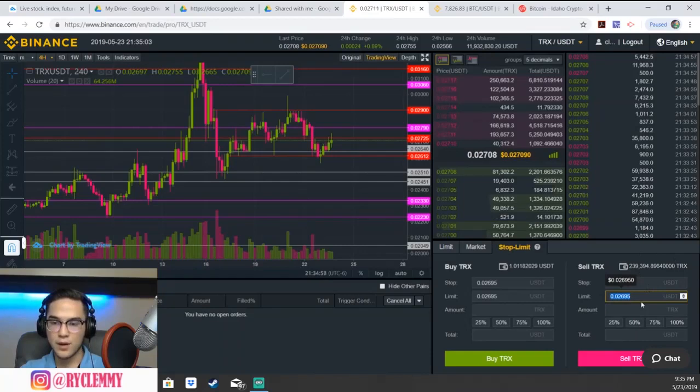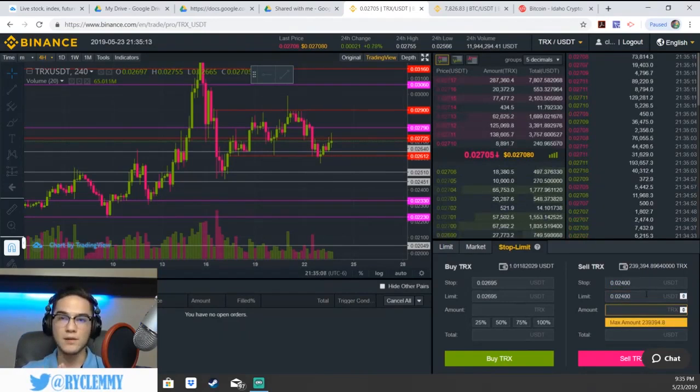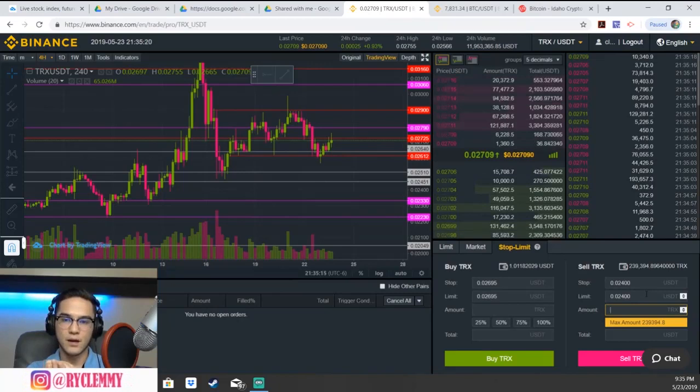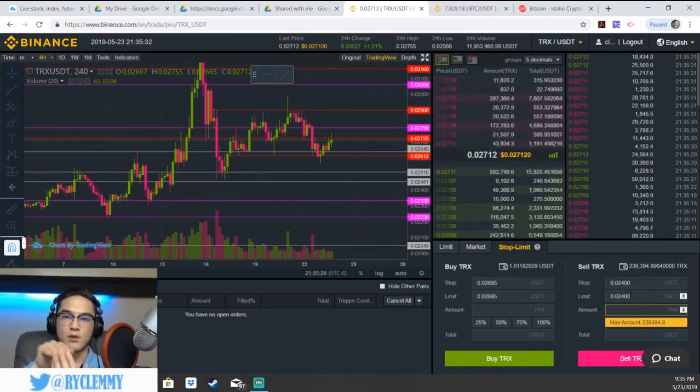Now, what you would put in for your limit, this is a mistake that a lot of people make. They'll put their limit at the same price as their stop. Now, you don't want to do that because it's kind of confusing, but the stop is the price at which your limit order will be placed. So, for example, on Tron here, if I put my stop at 2.4 cents and my limit, as soon as Tron hits 2.4 cents, Binance will automatically place a sell order at 2.4 cents for me to eliminate my losses.